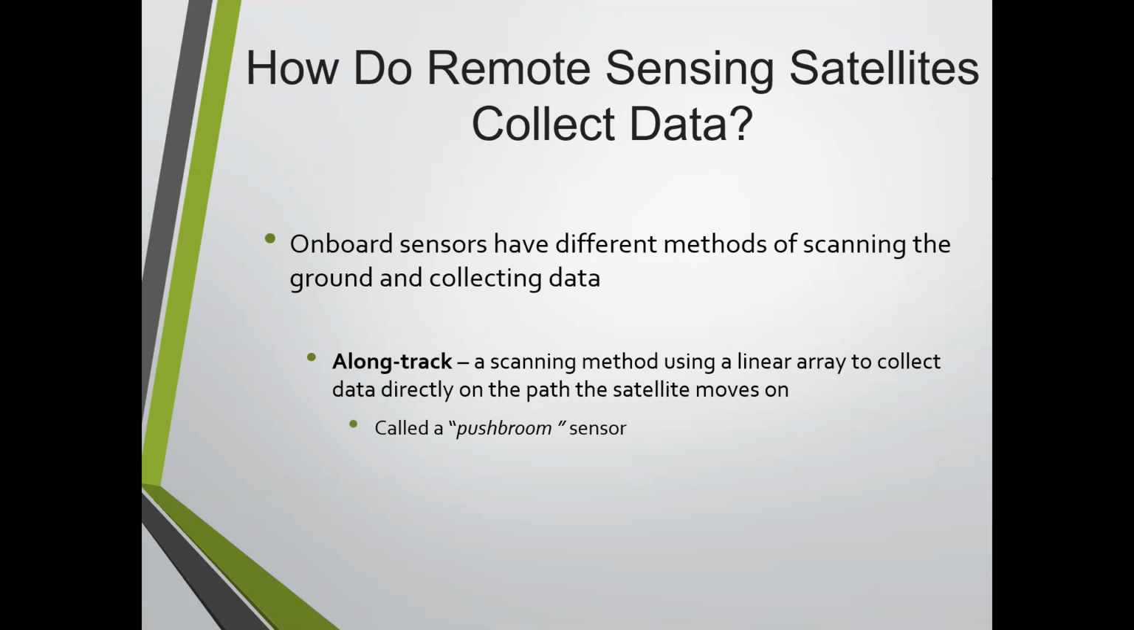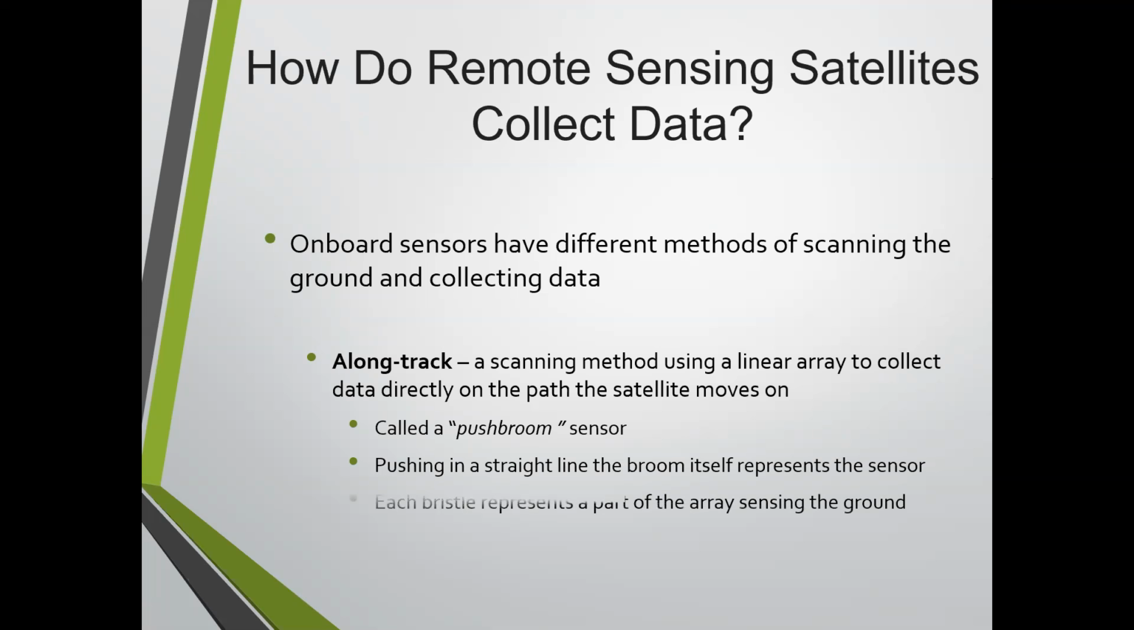So if you think of a push broom that you would push forward, that broom going forward would be the motion of the satellite itself, and the bristles on the broom would represent the little sensors. So they're fixed, and they're just gathering the data across them. It's pushed in a straight line due to the satellite itself, and the bristles represent the sensor. Each little bristle is part of the array that's sensing the ground. So you have that one fixed sensor with all those little pixels in there that'll gather the data. So that's what we call the along track method.